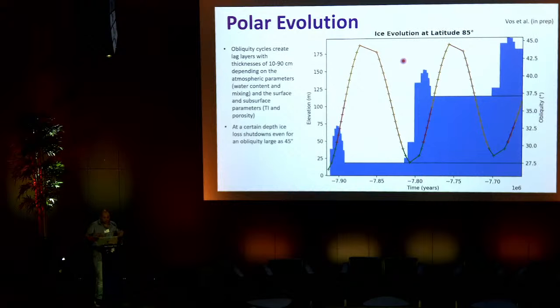Of course, this is a matter of how long we have obliquity 45 and how fast the temperature can penetrate into the surface. This is a really strong function of the thermal inertia and the porosity. If we have a really high thermal inertia, temperature can penetrate deeper and maybe more ice can be lost. And of course, if we have more porosity, the resistance to loss is lower and more ice can be lost.